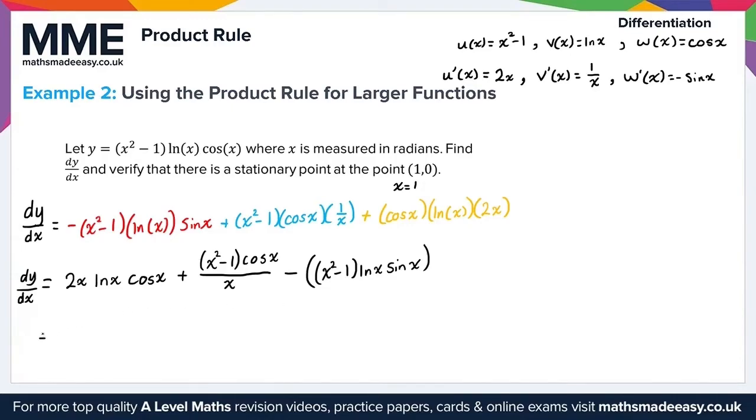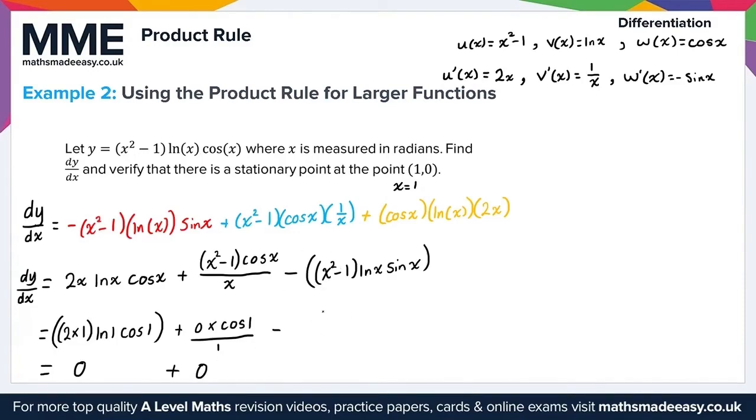So therefore, if we substitute x equals 1 into this now, what we get here is 2 times 1 times the natural logarithm of 1 times cos 1. So that's the first part here. That's this part. Now clearly, the natural logarithm of 1 is equal to 0. So this full expression is equal to 0. Here now, again, substituting x equals 1 in, I've got 1 squared minus 1. So that's going to be 0 times cos of 1 over 1. And again, this expression here will give us 0.